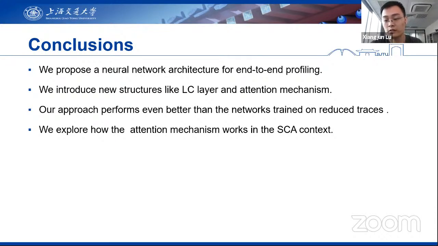Besides the effectiveness, we find our approach working under the end-to-end context performed even better than the networks trained on the reduced traces. And we also explore how the attention mechanism works in the side channel context to verify that our architecture works as we designed.